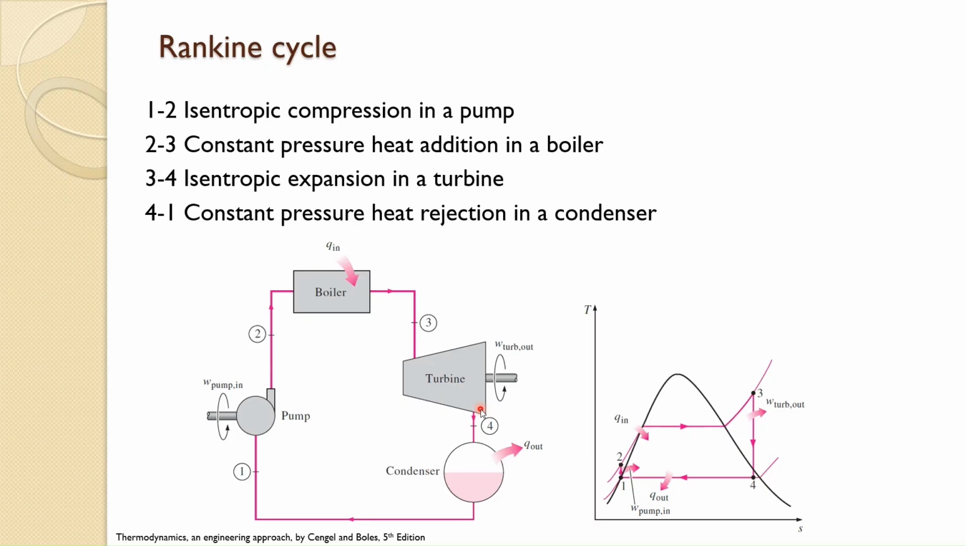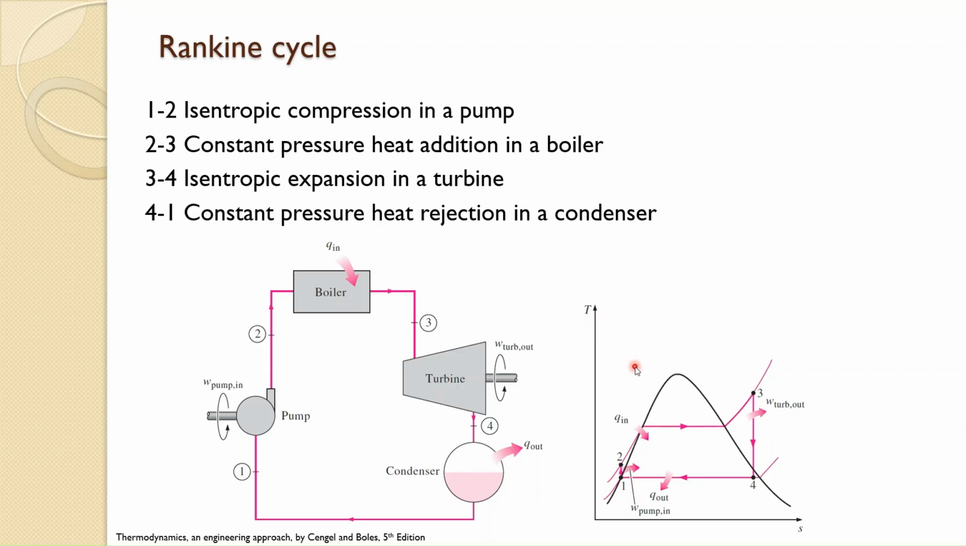So if we go through the different processes in a simple ideal Rankine cycle, we can say that from state 1 to state 2, we have a process of isentropic compression. From state 2 to state 3, we have constant pressure heat addition that occurs in the boiler. From state 3 to state 4, we have isentropic expansion in a turbine, and then from state 4 to state 1, we have constant pressure heat rejection in a condenser. Again, these are for an ideal Rankine cycle.